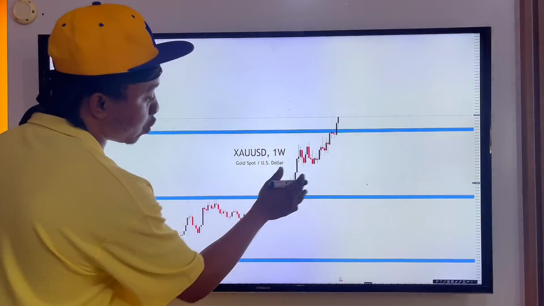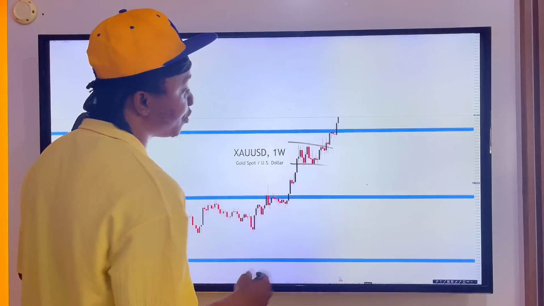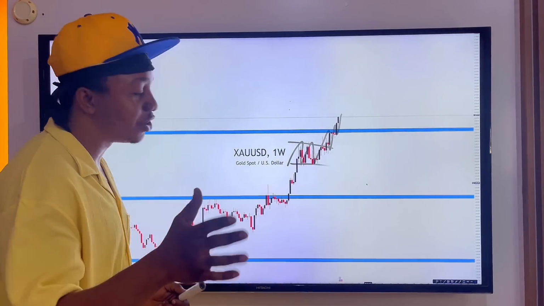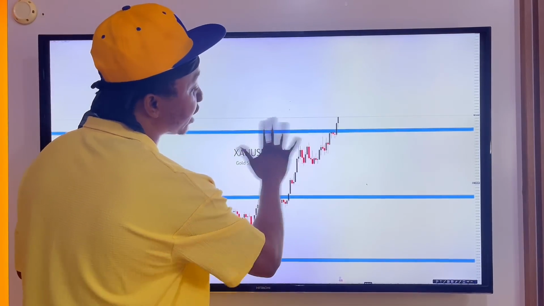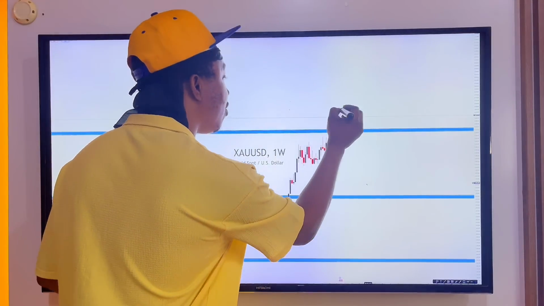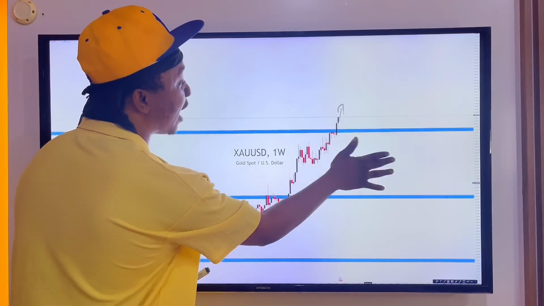All right, so this is gold on the weekly time frame. You can clearly see that our price is in a very beautiful uptrend over here. We've seen higher highs and higher lows pushing the market all the way to the upside. Since price is in an uptrend on the weekly time frame, we are still expecting more buy pressure to push the market all the way to the upside on this pair.